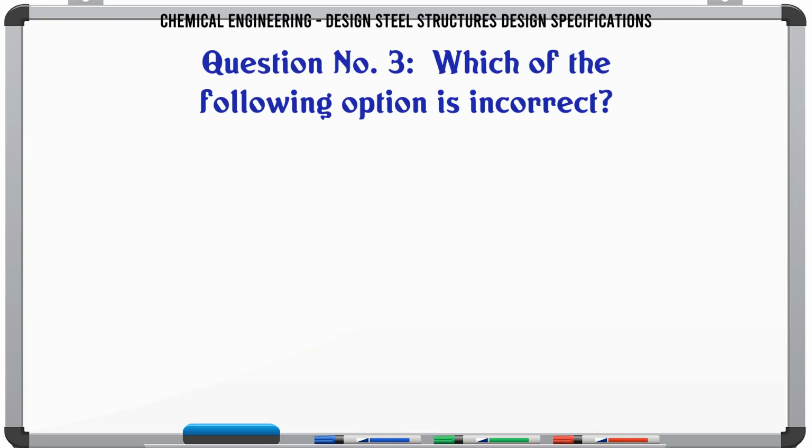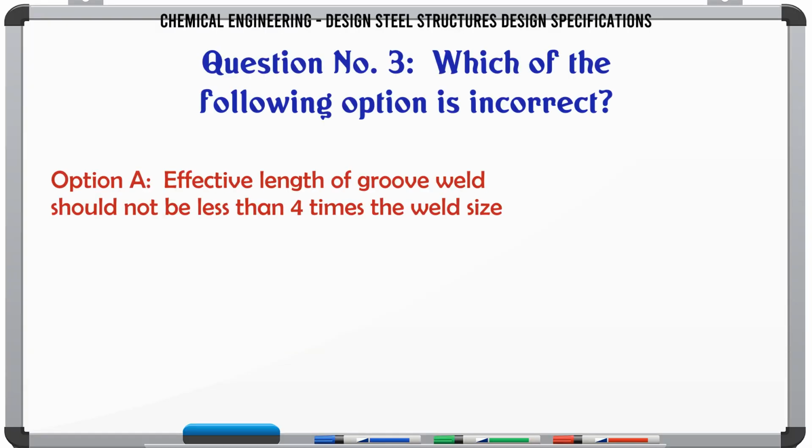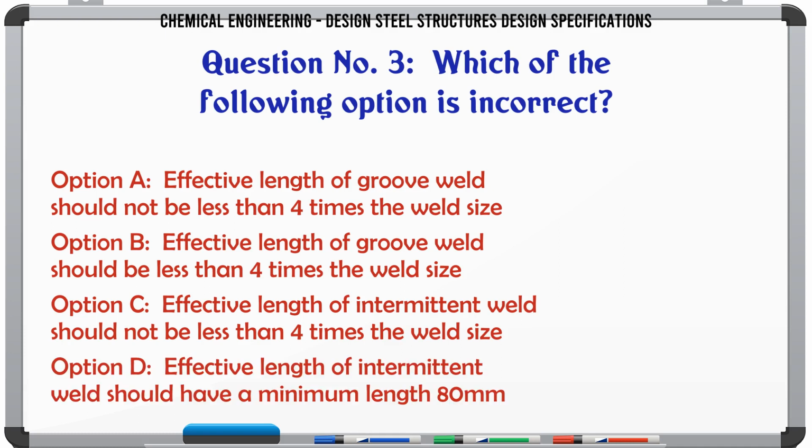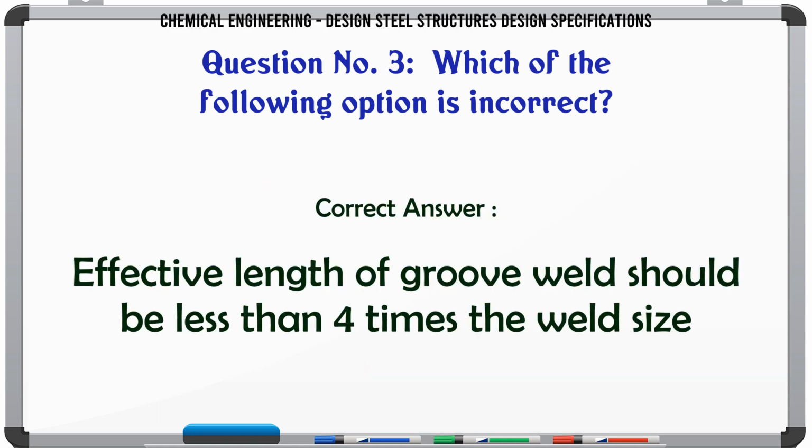Which of the following options is incorrect? A. Effective length of groove weld should not be less than 4 times the weld size. B. Effective length of groove weld should be less than 4 times the weld size. C. Effective length of intermittent weld should not be less than 4 times the weld size. D. Effective length of intermittent weld should have a minimum length of 80 mm. The correct answer is effective length of groove weld should be less than 4 times the weld size.